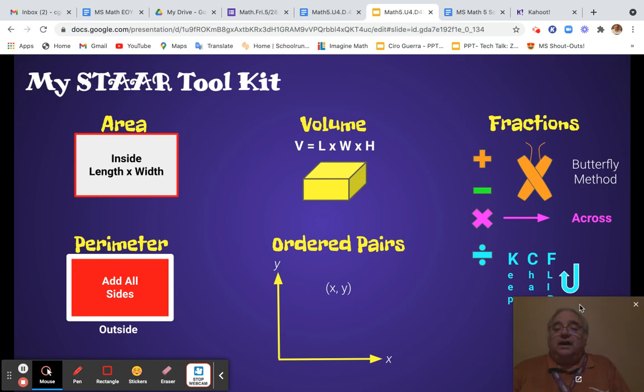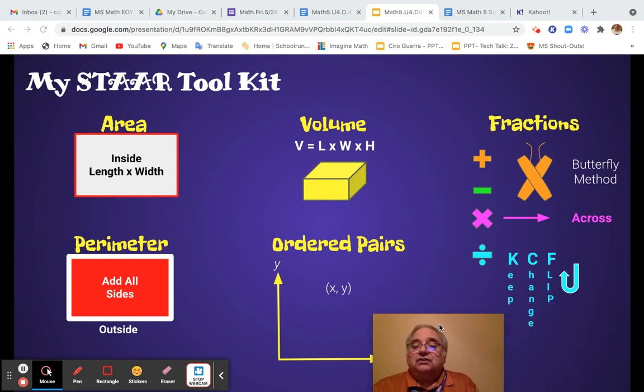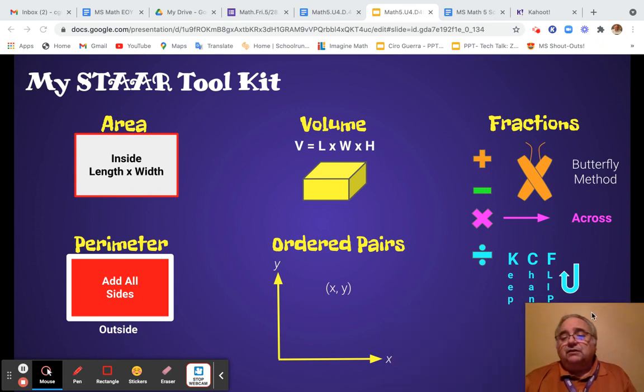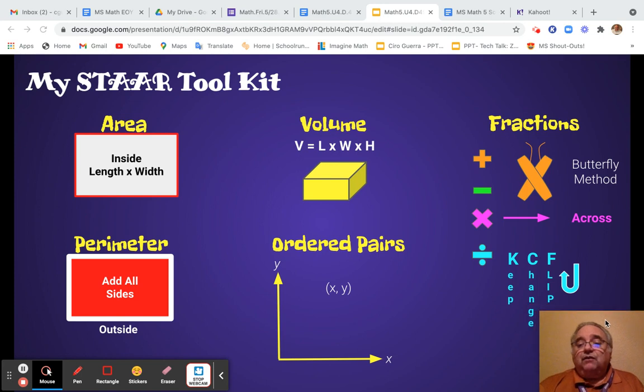There's also what I call here, let me move this over so you can see it. When you divide, remember to keep the first number the same, change the division to multiplication, and then flip the number. If it's 1/3, it becomes 3/1. If it's 3, it becomes 1/3. Those are a few tips that I want you to take with you and hopefully remember for your STAR test.